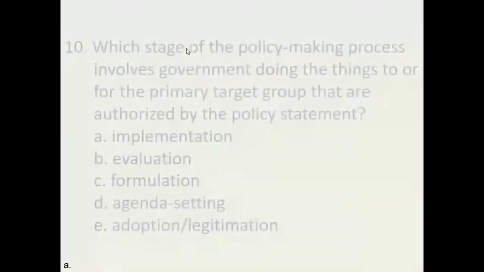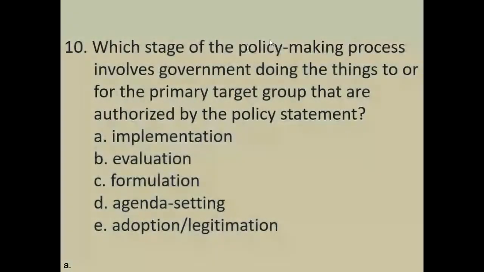All right, and finally, number 10, which stage of the policymaking process involves government doing the things to or for the primary target group that are authorized by the policy statement? The answer is A, implementation.